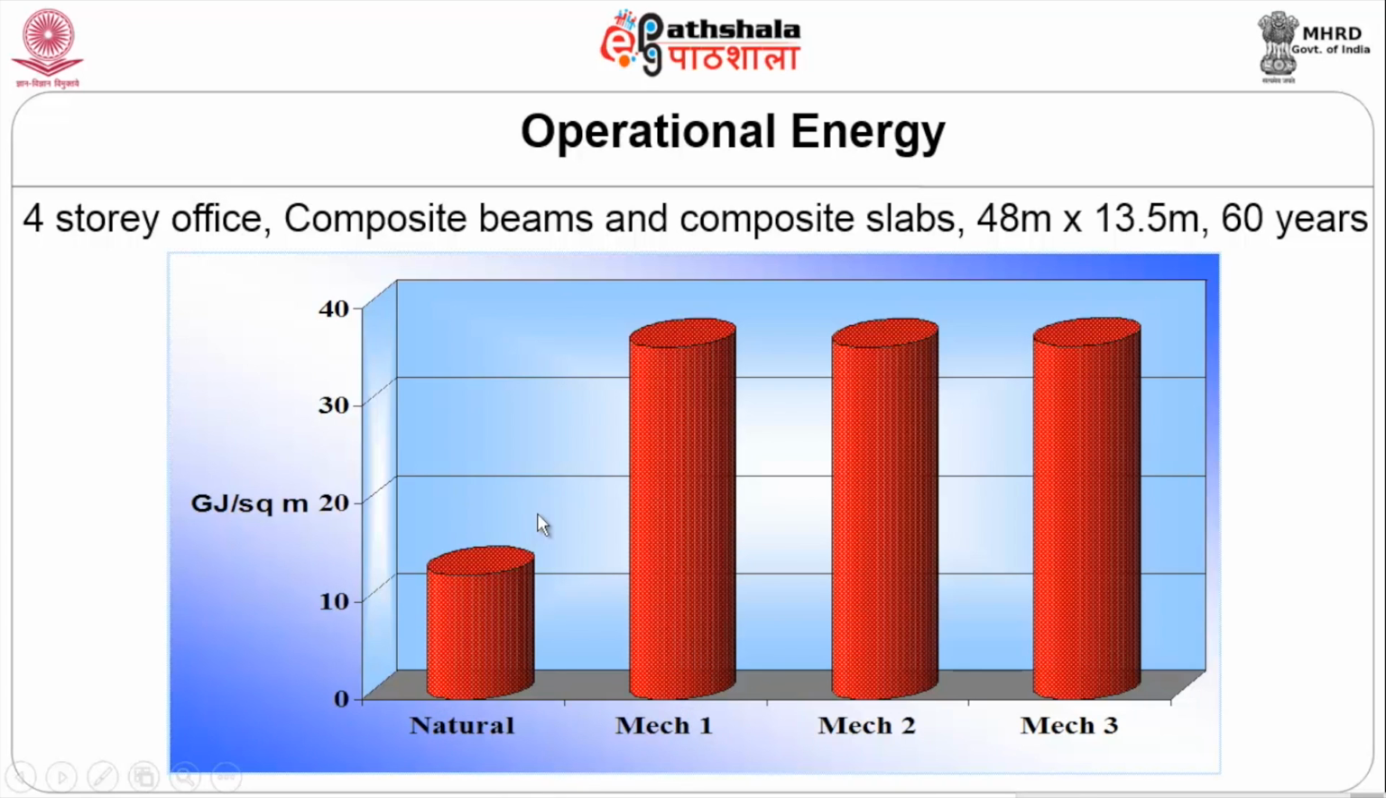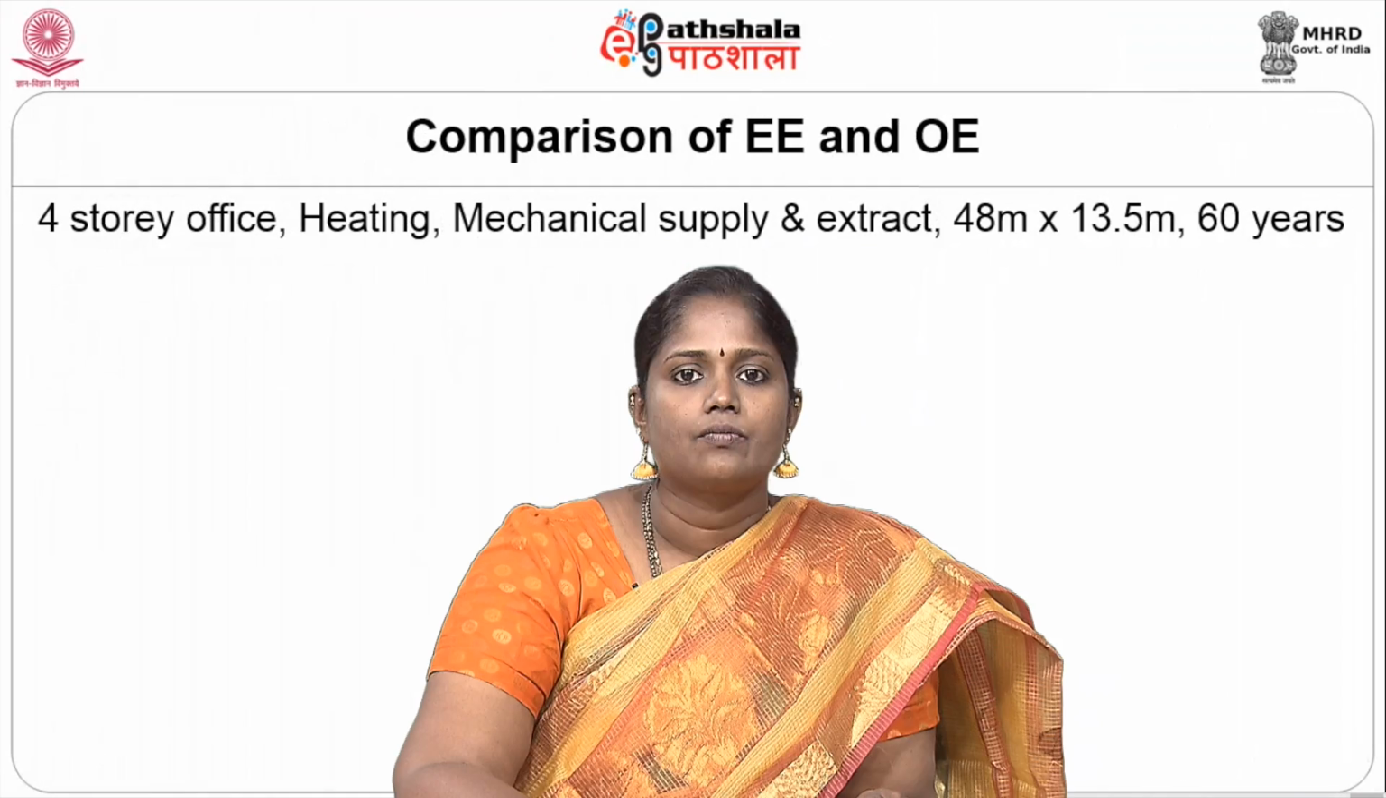If we need to operate this building with composite beams and composite slabs over a period of about 60 years, by natural ways it emits only 0 to 12 gigajoules per square meter. In a mechanical way, if you look at it, either air conditioned or partially air conditioned or other ways, it comes to a value of about 30 to 40 in the range of mechanical devices.